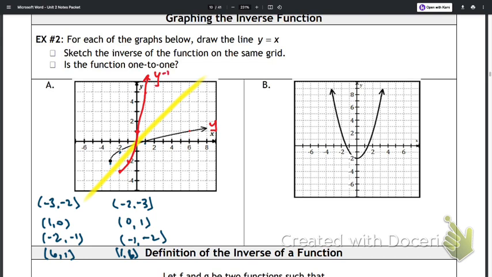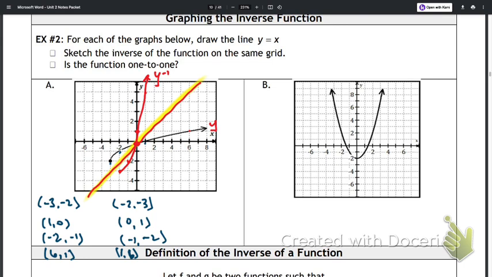Where those two should cross, if they are going to cross, should be on the line right here, y = x. That's where they should intersect, if they're going to intersect. But you should see that it's a mirror image on either side of this line, y = x. All right, on the next one, and this one was a 1-to-1 function. If I would have done the horizontal line test, it would have only touched it in one spot each time. So that was definitely 1-to-1.